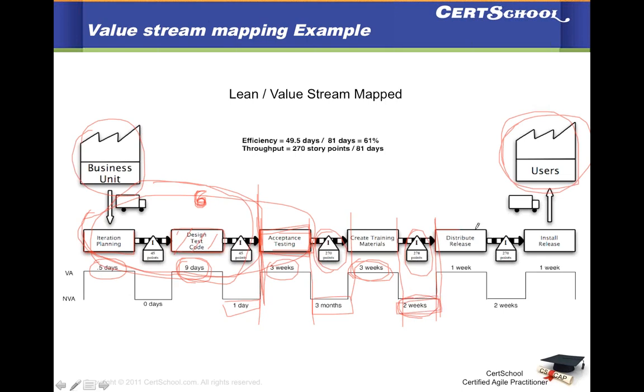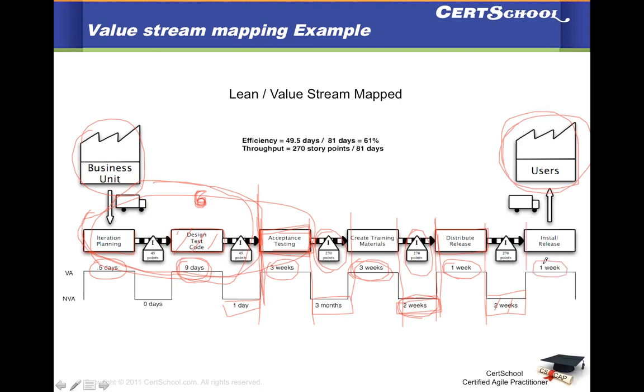But once you start doing the distribution of the release, that is a value add. Okay, so 1 week is a value add here. And then you take the same 270 story points forward, but there was a lapse of 2 weeks before it can be deployed in a production kind of environment. So this is a non-value add.